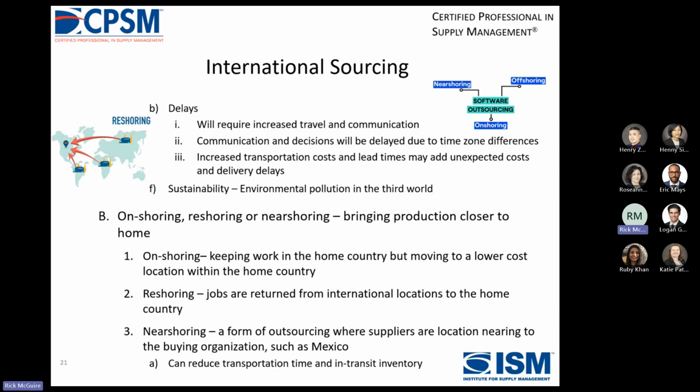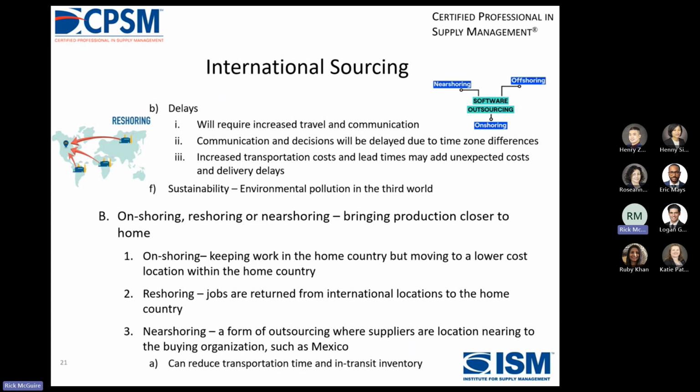Reshoring, as opposed to onshoring. In onshoring, it never left the United States. In reshoring, jobs are returned from international locations to the home country, which would be the US. So you're going from China to Mississippi.